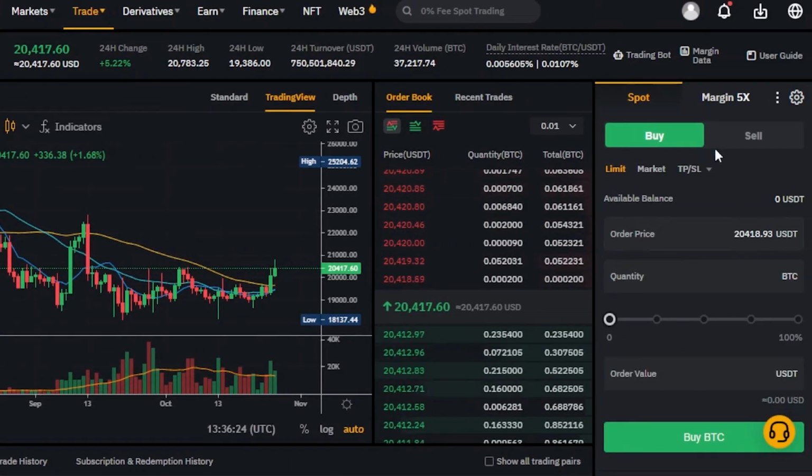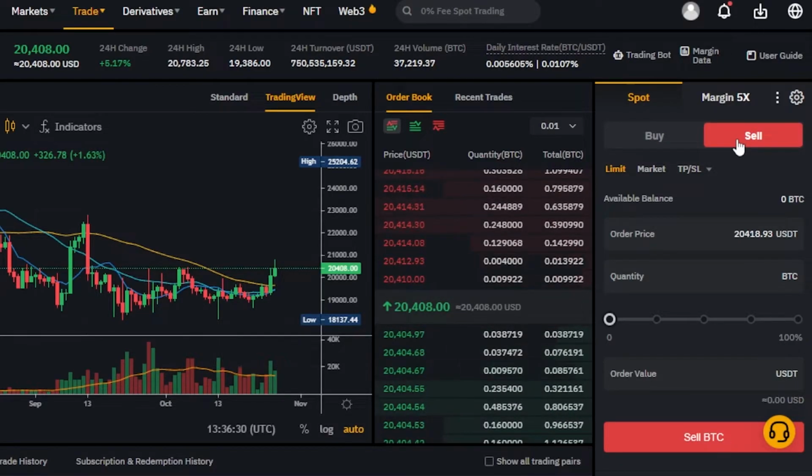Alright, so you can see this is the buy. Let's switch to the sell. With sell, again, you have to enter the order price, the quantity, the percentage, and the order value, and you will be able to sell.